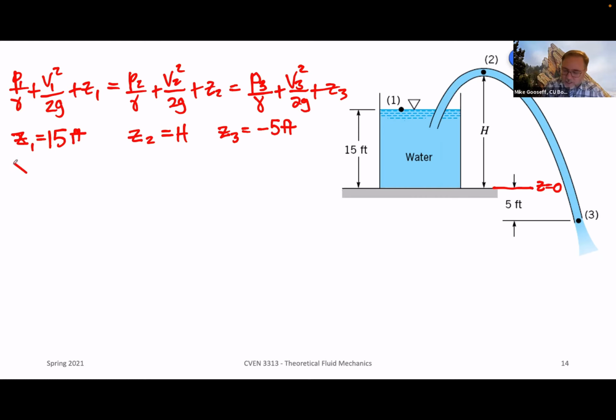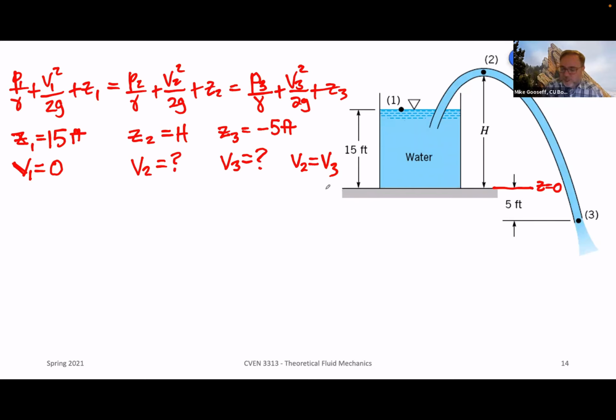V1, as we've talked about before, is equal to 0, right? We have no net movement of water at the surface of the reservoir. V2 is a question mark. We don't know what that is. And we also don't know what V3 is, right? So that's also a question mark. However, we do know that because we have a consistent pipe all along the way, a consistent diameter, V2 is equal to V3. So in a way, we took away one of our unknowns in that long equation.